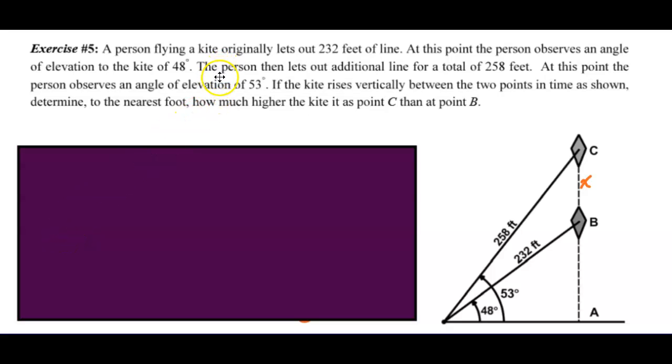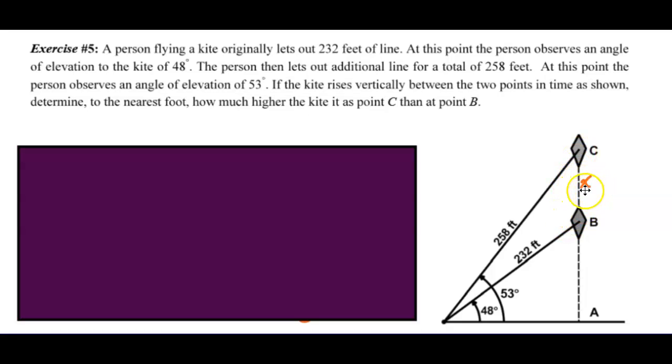Okay, we're flying a kite. We originally let out a line of 232. That's this position. We let it out further, the kite rises. That makes sense. So the kite at point C is higher than it was at point B because I let out more line. So we want to figure out, ultimately, how much higher the kite is at C than it was at B. So what I've got to do is figure out where that distance is, that difference between them.